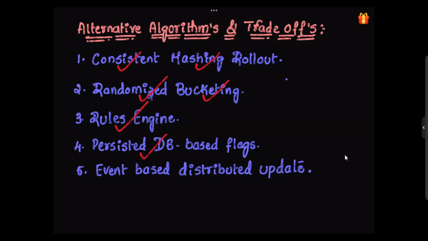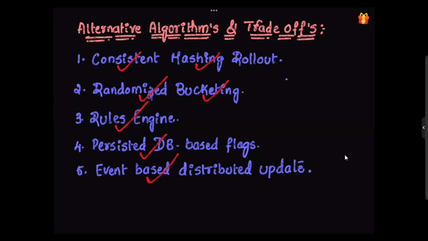The fourth one would be persisted DB based flags, actually database based flags. The main advantage would be data durability. The main con or trade-off that it comes with is external dependency. Obviously, we have to go with an external dependency. This is one of the things we have to keep in mind.